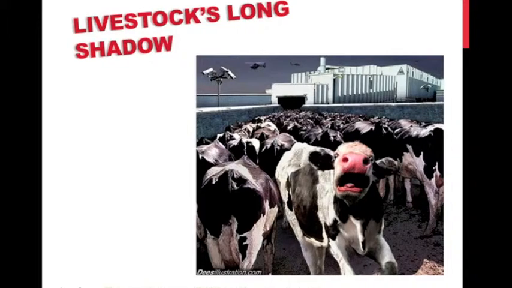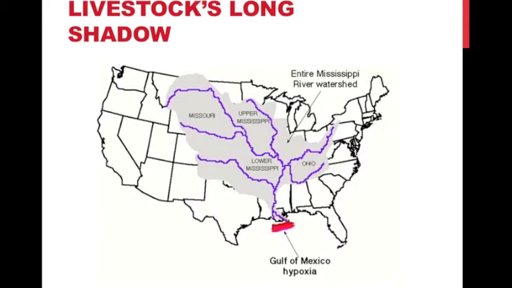In the United States, runoff from fertilizer and animal wastes are a major cause for concern. They are the byproducts of concentrated animal feeding operations, also known as CAFOs. And runoff from these CAFOs has created a dead zone in the Gulf of Mexico, which is the size of the state of New Jersey.